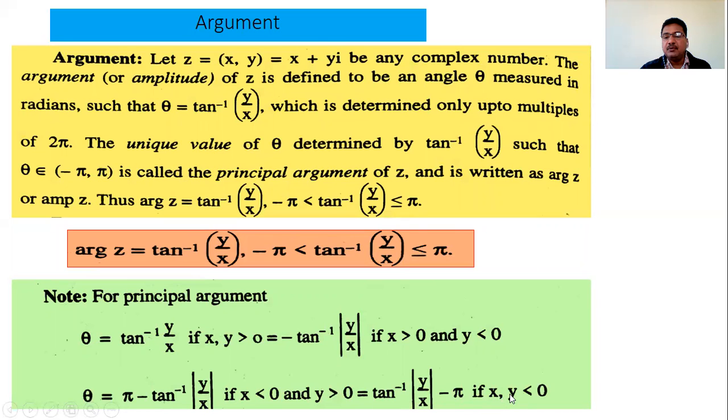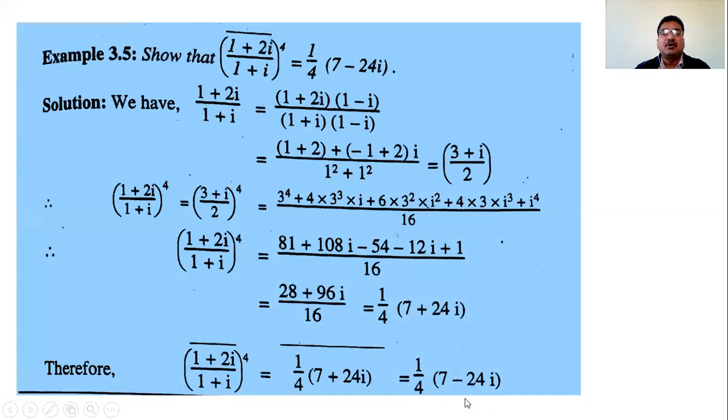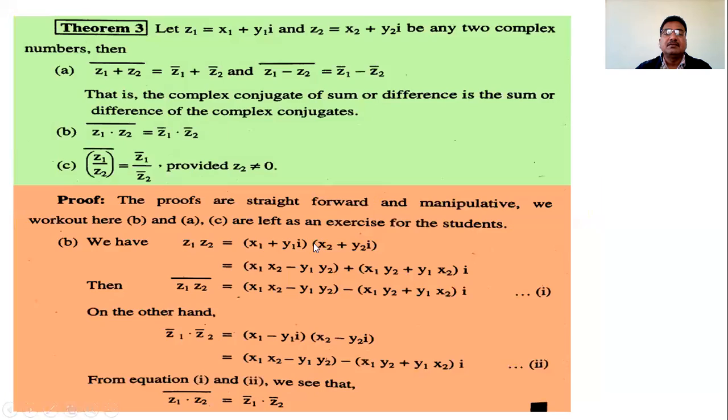And if x and y both are negative, then use the definition theta as tan inverse mod y by x minus pi. So use these 4 definitions: this is for the first quadrant, this is for the fourth quadrant, this is for the second quadrant, and this is for the third quadrant, where both are negative.